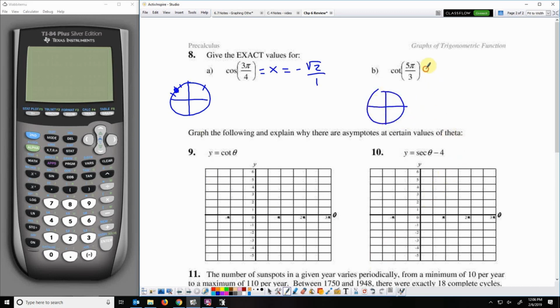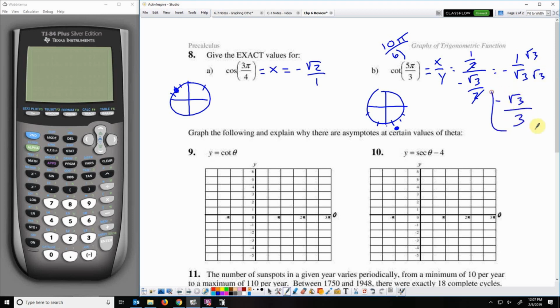Cotangent is reciprocal of tangent, which is x over y. 5 over 3 is the same as 10 pi over 6. So if I go halfway around, that's 6 over 6, 7 over 6, 8 over 6, 9 over 6, and 10 over 6. Right there. The x value, that is one position to the right, so that's 1 over 2. The y value, that is the third position down. That is negative root 3 over 2. If these denominators are the same, I can cancel them. So I've got negative 1 over root 3, and then I have to multiply top and bottom by root 3. So I get negative root 3 over 3.